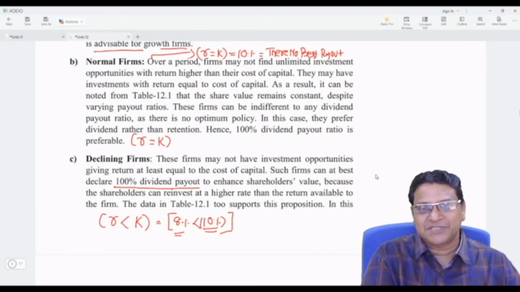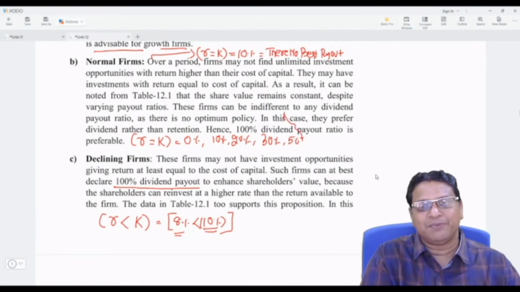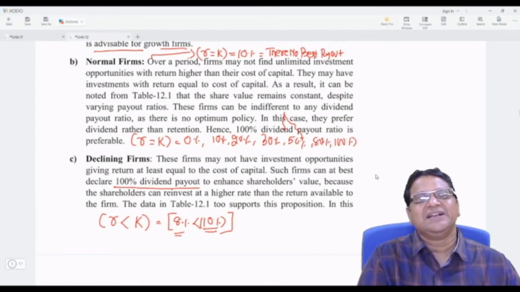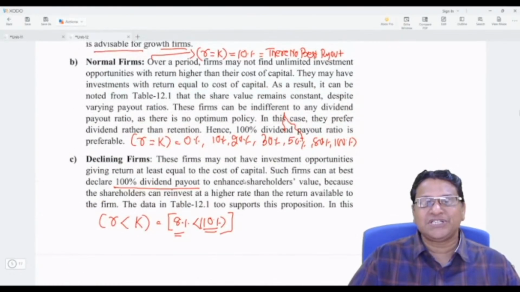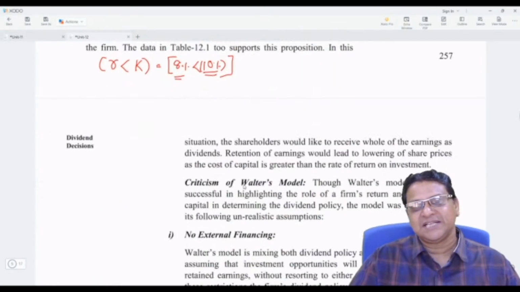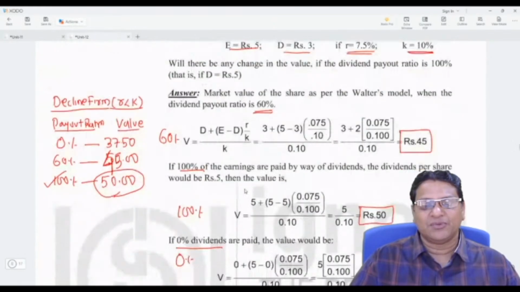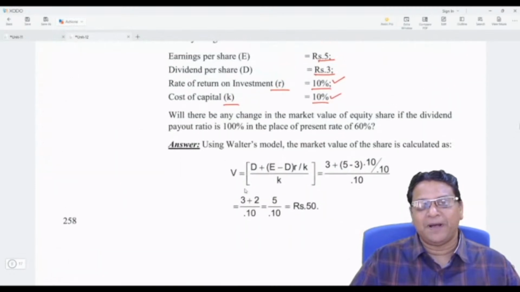0% is good, 10% is good, 20% is good, 30% is good, 50% is good, 80% is good, 100% is good. It simply tells that dividend policy does not affect the value of the firm. That means dividend policy does not have a say on the value of the firm. If you apply the formula developed by Walter, we can find out the value. This is the case of a normal firm.